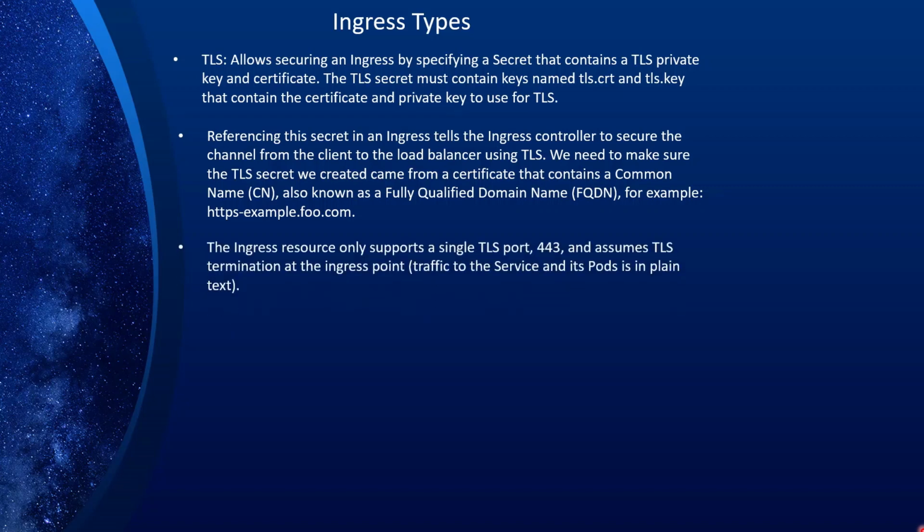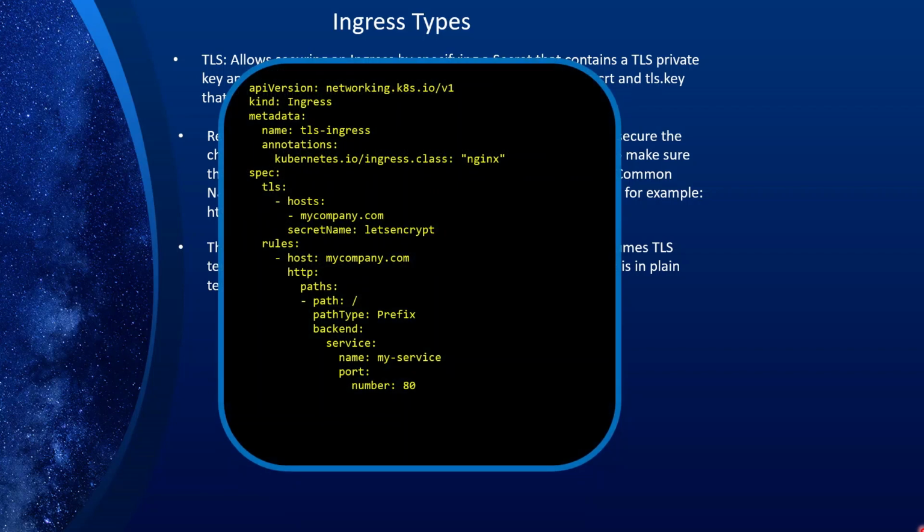The Ingress resource only supports a single TLS port, 443, and assumes TLS termination at the Ingress point. Traffic to the service and its pods is in plain text. So again, the TLS encryption is only between the client and the load balancer, and everything from that point on into the Kubernetes environment is in plain text. So let's take a quick look at how we can create an Ingress with TLS. The kind is still Ingress, nothing has really changed. We still need to specify a name for it.